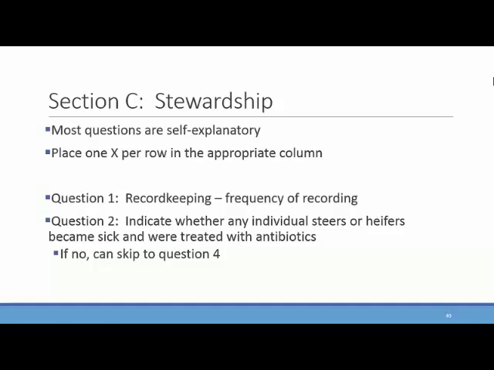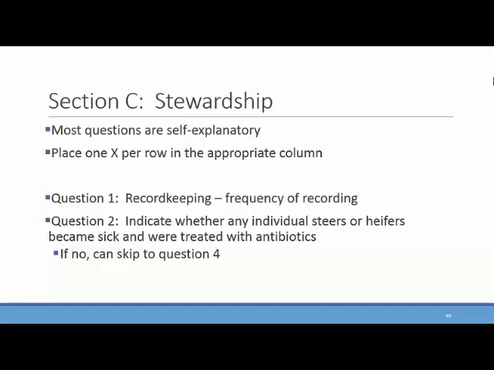So starting with question 1, we ask how frequently was the following information recorded when they were treated as a group. And again, that's the injectable antibiotic for metaphylaxis. And here we ask never, sometimes, most of the time, or always on record keeping, and whether it's the date, the antibiotic given, or the treatment withdrawal period. We're looking for that record keeping information.